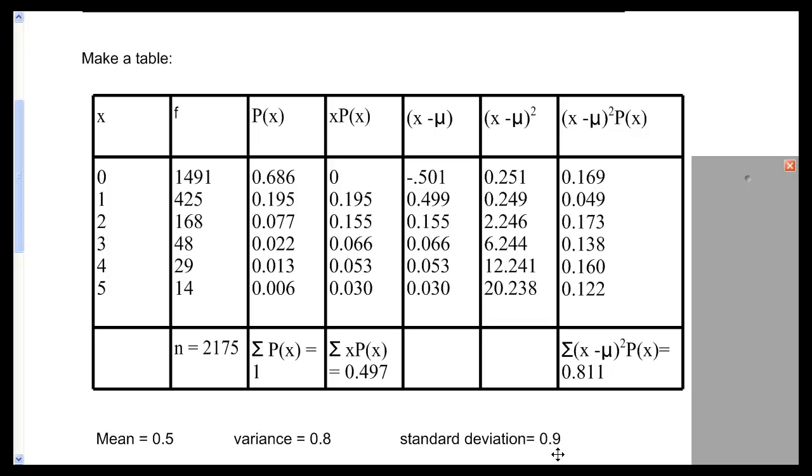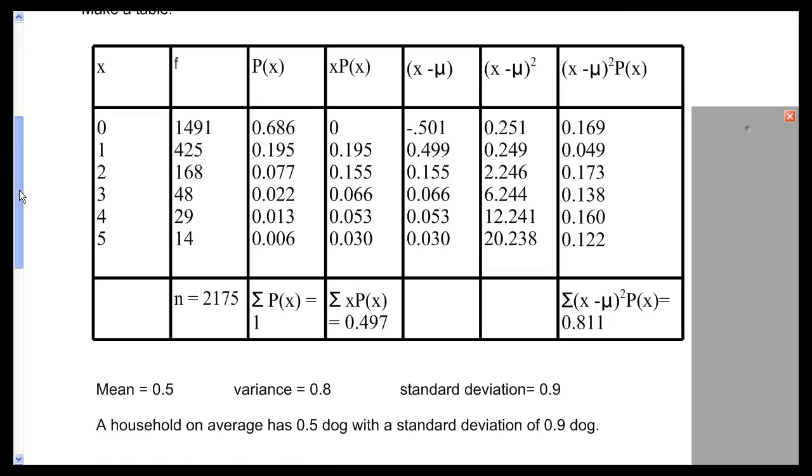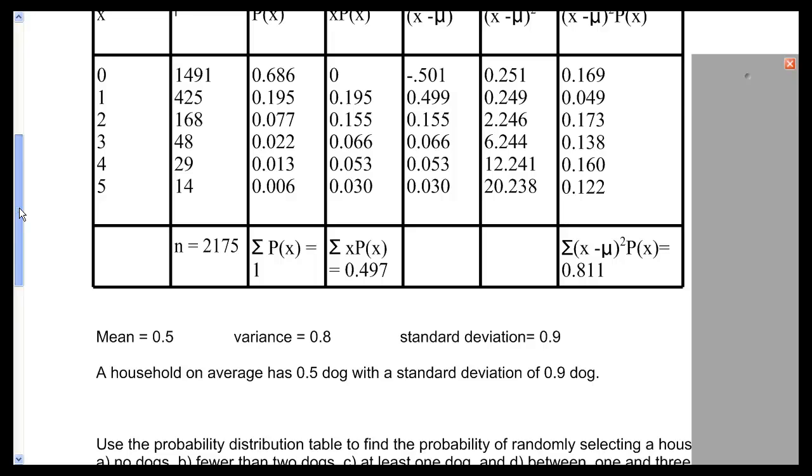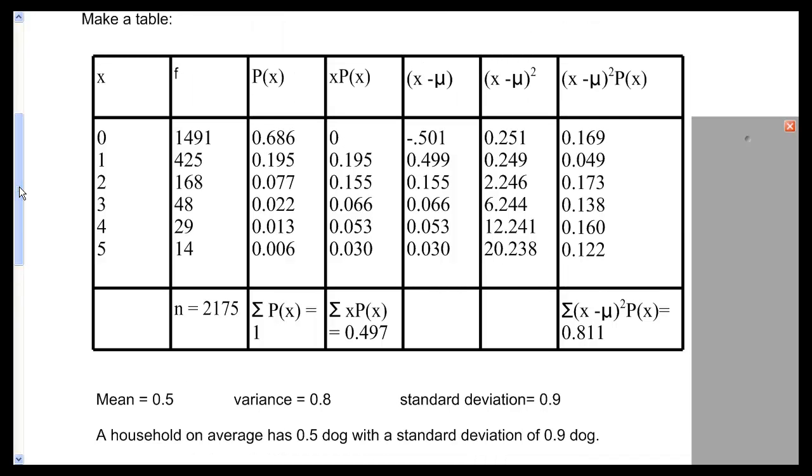Now if you use your calculator and you get 0.9 for the standard deviation, the way you get to the variance is you just square 0.9, and that will give you 0.81, and that's the variance. The variance doesn't show up on the calculator. Now this is what your interpretation would be. You draw this conclusion: a household on average has 0.5 dogs with a standard deviation of 0.9 dogs.